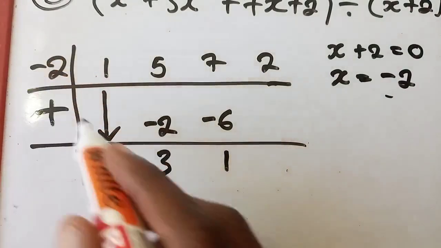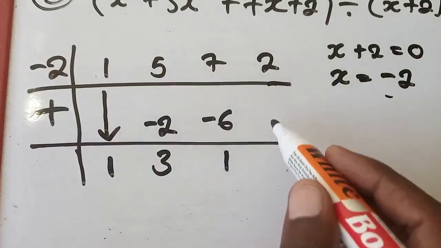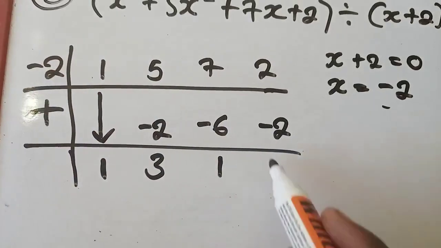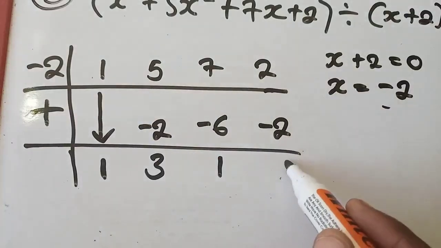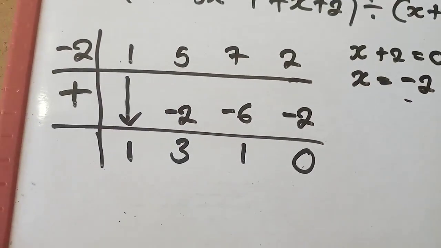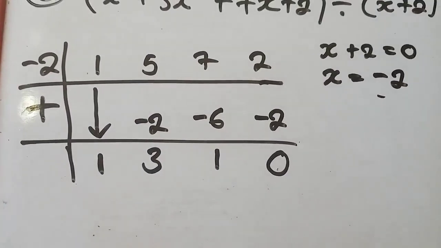Negative 2 multiplied by 1 is negative 2. So 2 plus negative 2, you find that your answer is 0. Again here, the remainder is 0, meaning that this is a factor of this polynomial.